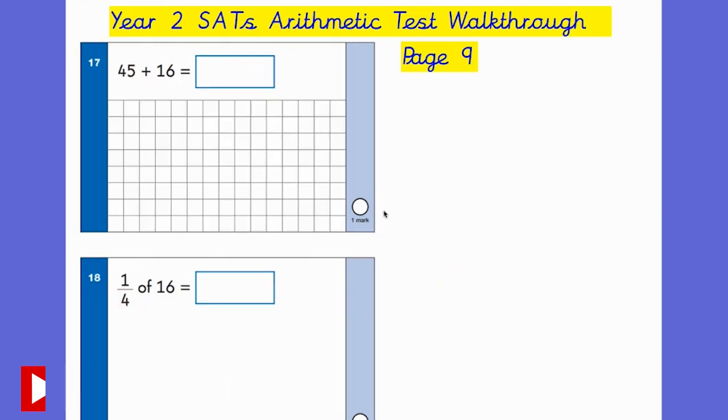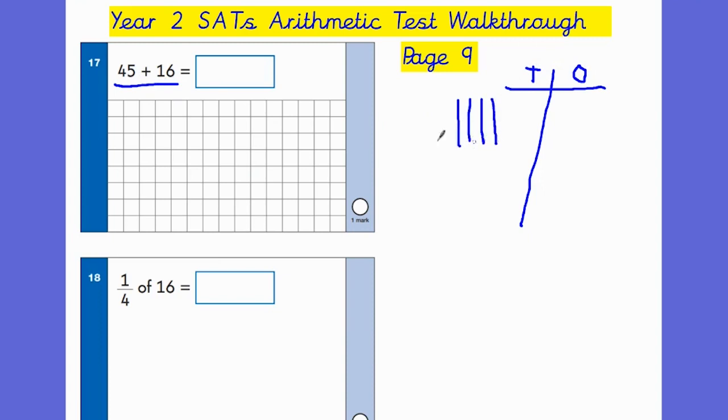Okay, moving on. Next question, we've got 17. Once again, another question that's going to involve the tens and ones grid. And once again, we are going to be making a new 10. So, draw my tens and ones grid out. 45, make the larger number first. 10, 20, 30, 40. 1, 2, 3, 4, 5. That's first step done. Now make the smaller number, adding it on. So 16 is 10, and then 1, 2, 3, 4, 5, 6.